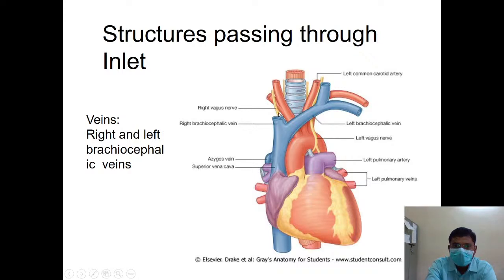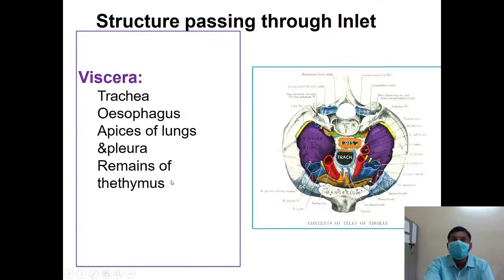See, this is the right brachiocephalic vein and this is the left brachiocephalic vein. So these structures also pass through the inlet of thorax. Coming to the viscera which are passing through the inlet of thorax, you can clearly see the trachea, the esophagus, and the apices of the lungs and pleura.